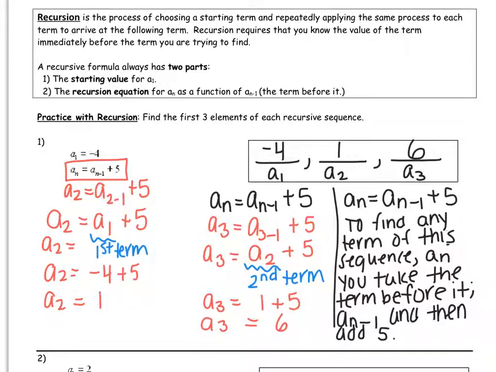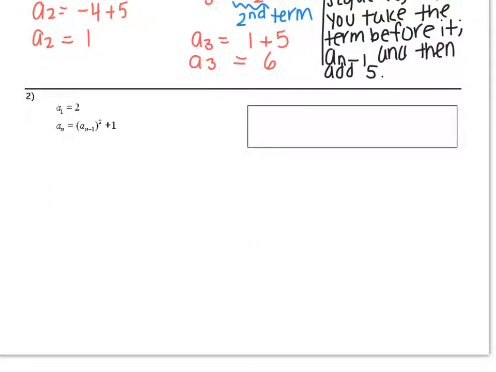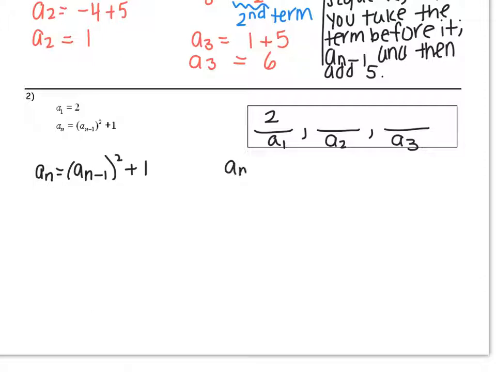All right, let's try a different type of recursion formula. Same concept, find the first three terms. So I need a sub 1, a sub 2, and a sub 3. Now it looks as though we already have a sub 1. So a sub 1 is 2. So we're going to use this recursion formula. I'm just going to rewrite it twice. So I'll rewrite it here, so that we can find the second and third term.